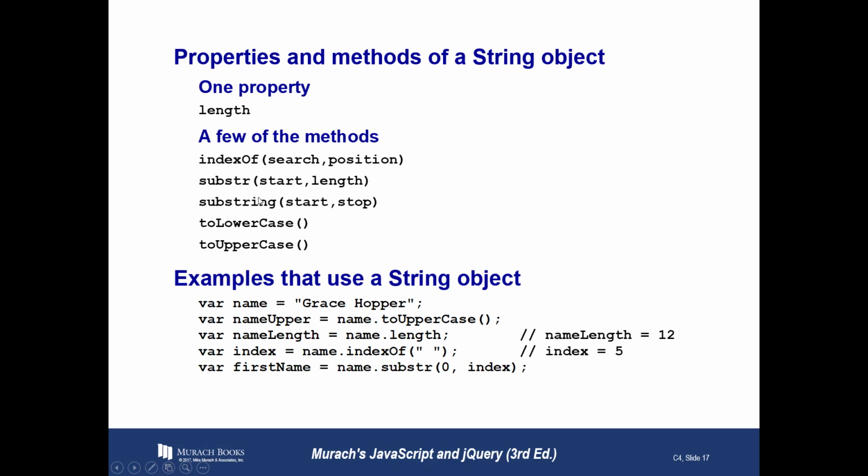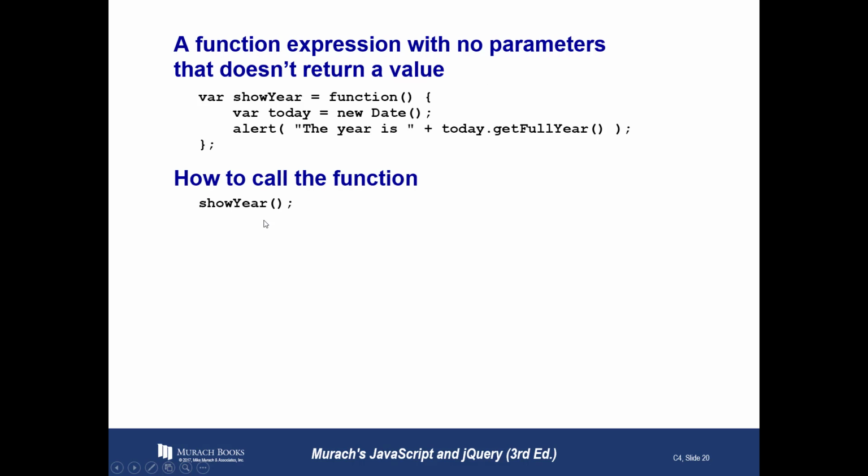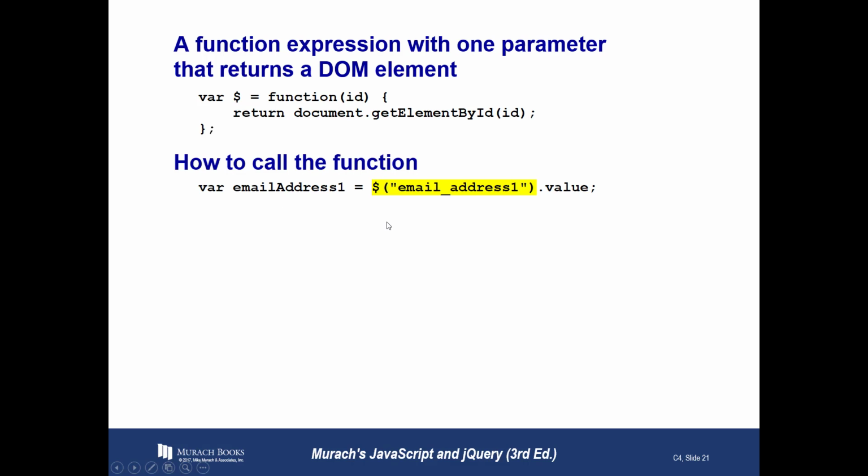So dates are objects, they have properties, they have methods. Strings are objects, they have properties, they have methods. All right. Right here, when you look at this, it says here a function expression with no parameters that doesn't return a value. We're not giving the function a name right there, so that particular function is called an anonymous function. Okay. There are different ways that we can write functions.